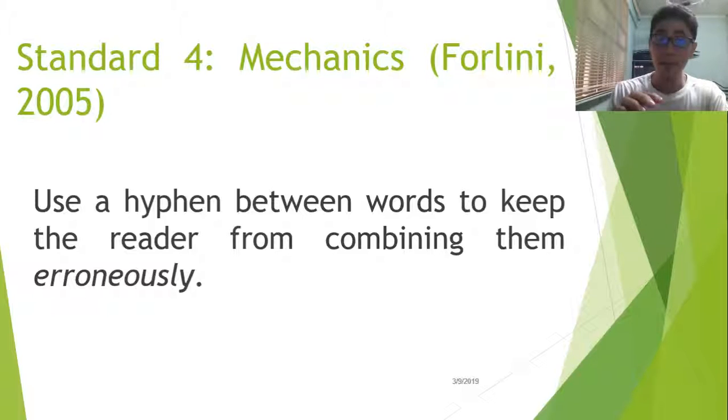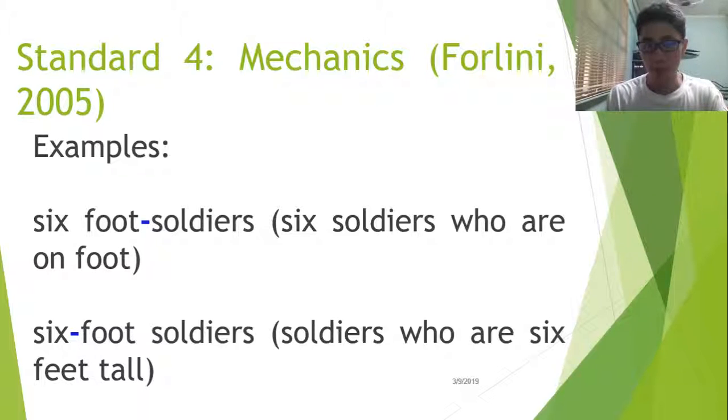Now we use a hyphen between words to keep the reader from combining them erroneously. Because some words tend to be combined inappropriately, like this one, 6-foot soldiers. Now, if you mean 6 soldiers who are on foot, then the hyphen should connect foot and soldiers together. But if you're referring to their height, then you place the hyphen between 6 and foot.